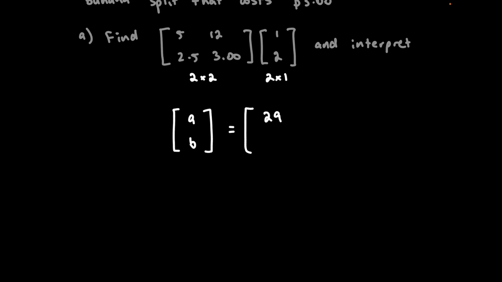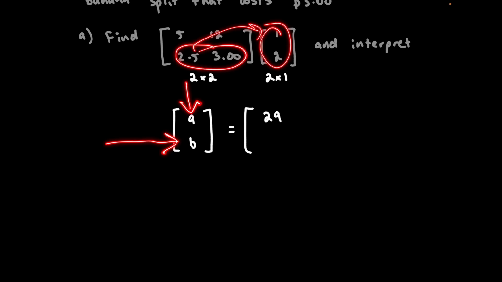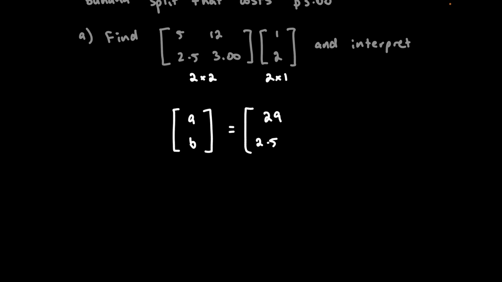Then we can do 2.5 and 3 times 1 and 2, because we're trying to work out what B is, because this is the second row and the first column. So second row, first column, 2.5 times 1 is 2.5, plus 3 times 2 is simply 6. So if we add them together, we get 2.5 plus 6 is 8.5. So this is our final matrix. Let us now interpret what this means.